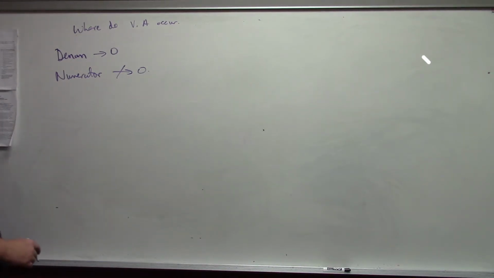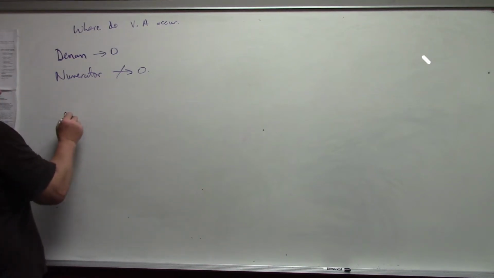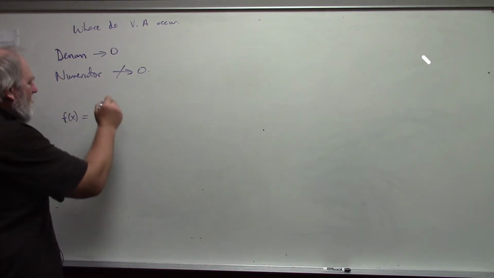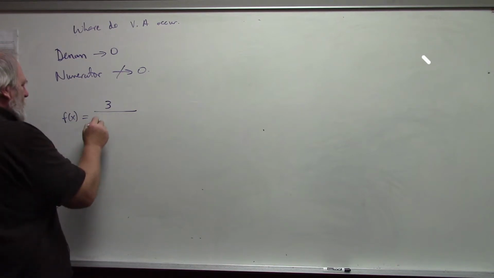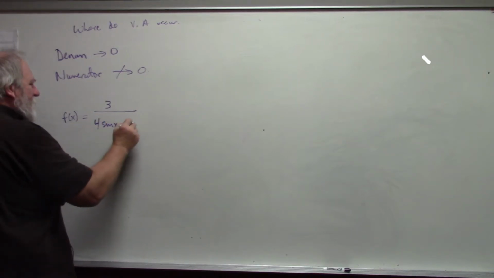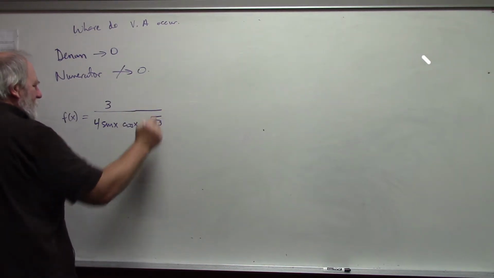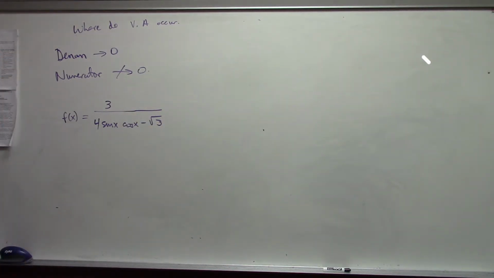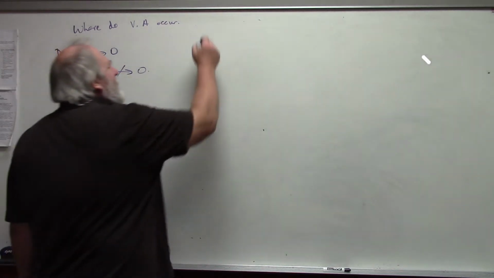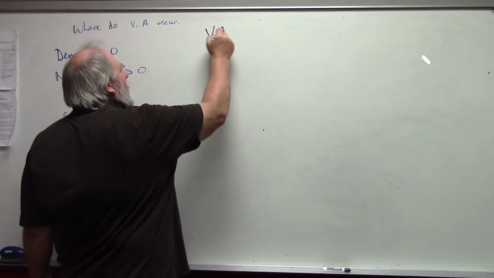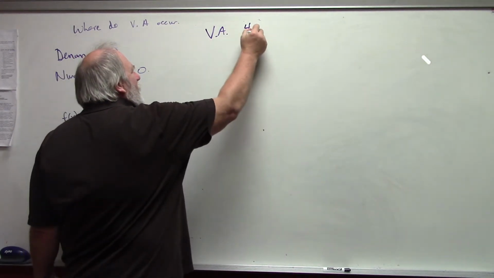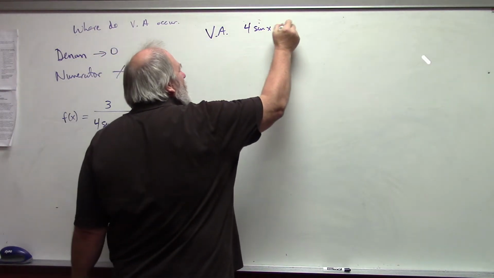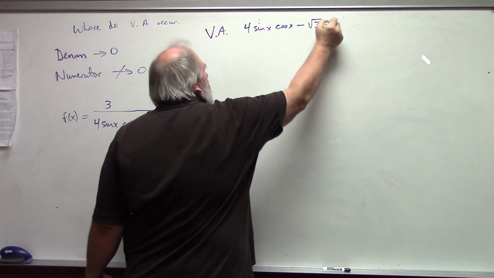So, again, I'm going to do two examples. Suppose f of x is equal to 3 over 4 sine x cosine x minus the square root of 3. In this case, obviously, my numerator is never going to be 0, so it doesn't matter what I put in for x. So really all we need to do is determine when the denominator approaches 0. My vertical asymptotes are going to be when 4 sine x cosine of x minus the square root of 3 is equal to 0.